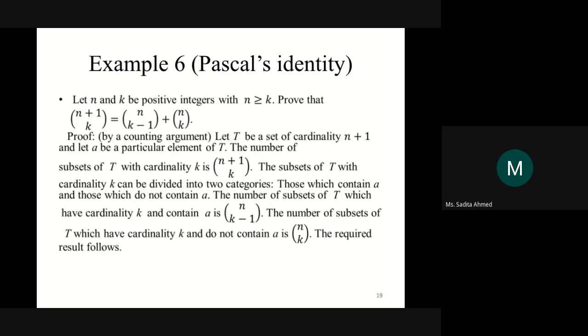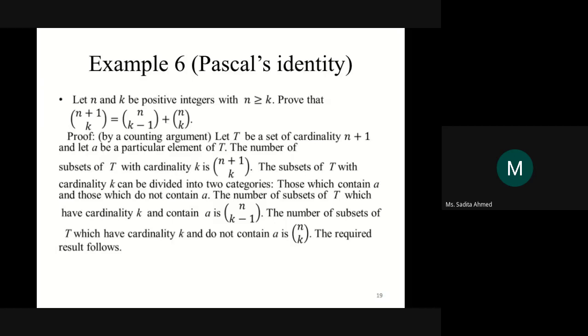So the total number of subsets, if you think about it, the total number of subsets of T with cardinality k is actually the total number of ways to create these subsets of T which have k elements in them. How many ways are there to create these subsets of T which have k elements in them? The subsets have k elements. You have n plus 1 options to choose from.